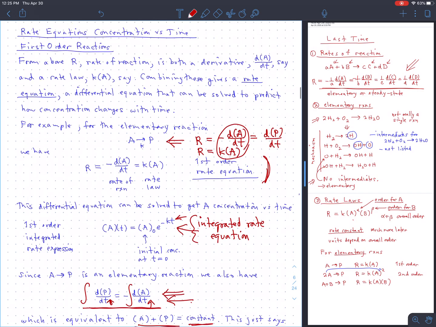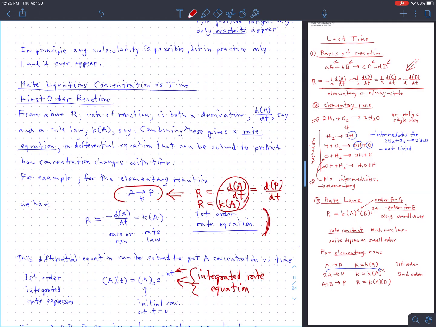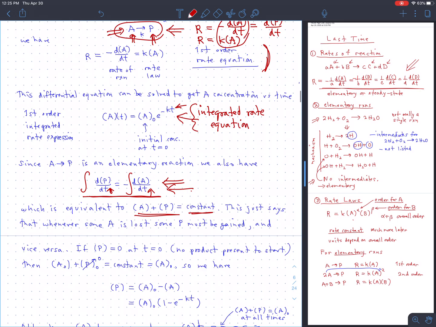That makes sense, right? If we go up and look at our overall reaction here, our elementary reaction really, what this is saying is that every time we lose an A, we gain a P. And that means that if I add the A's and the P's together, things can never change, right? Every time I change A, I'm changing P by the same amount in the opposite direction, so the sum always adds up to a constant.